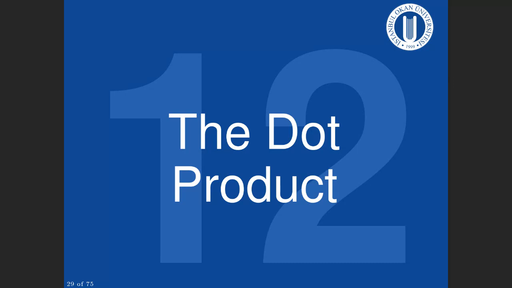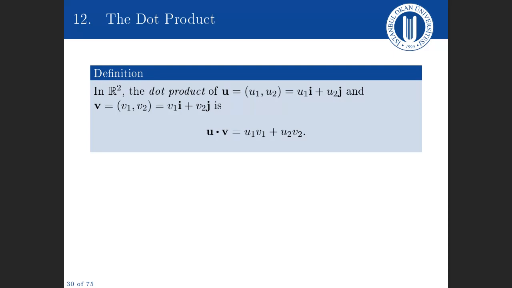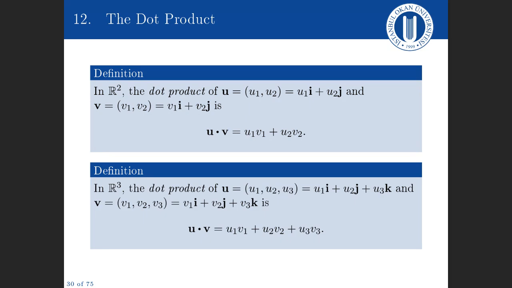Our next topic is the idea of the dot product. In two-dimensional space, the dot product of a vector u and a vector v, u dot v, is u1 v1 plus u2 v2. In three-dimensional space, we have a similar formula. The dot product of u and v, u dot v, is equal to u1 v1 plus u2 v2 plus u3 v3.